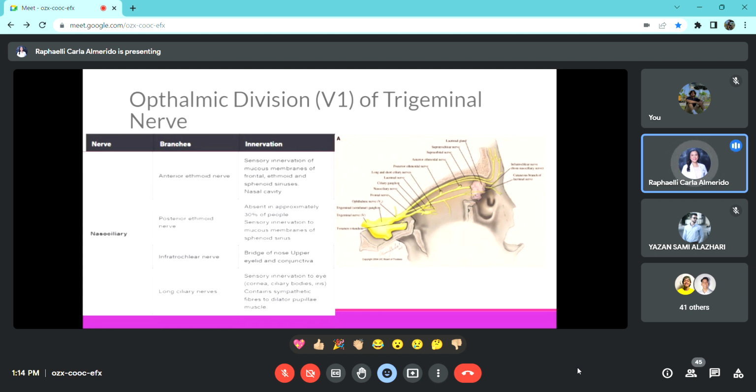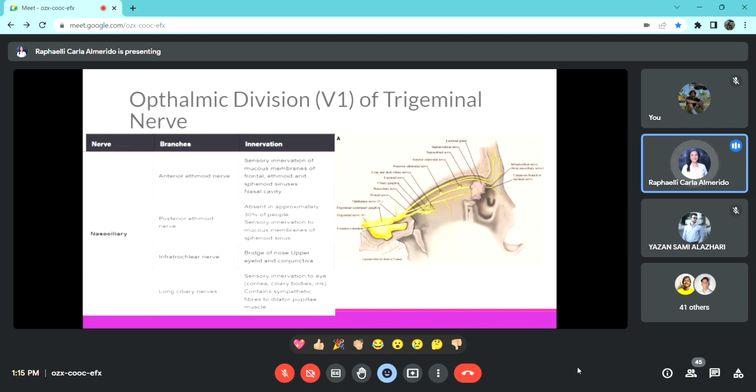So ang distinct dito sa branches na to will be the posterior ethmoid nerve, where according to studies, 30% of the people do not have a posterior ethmoid nerve, but some do have it. Okay? And please take note of the innervations. For the infratrochlear nerve, it innervates the bridge of the nose, the upper eyelid, and your conjunctiva as well.